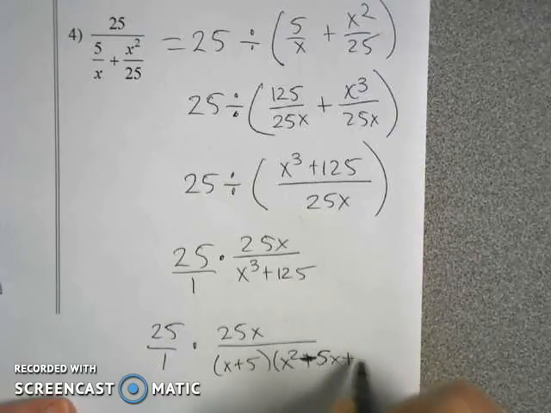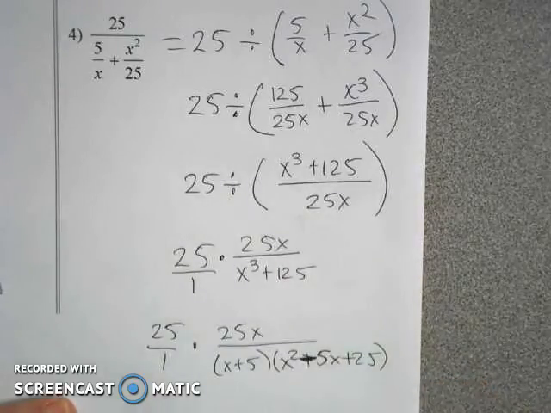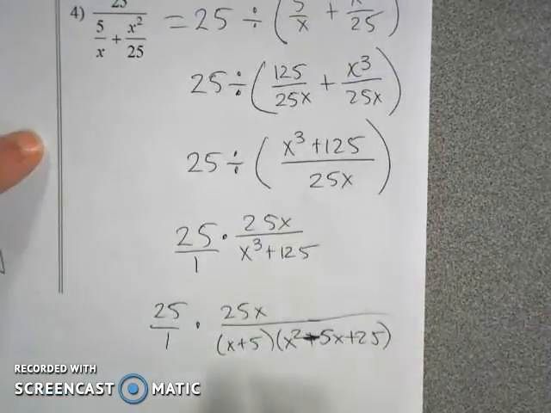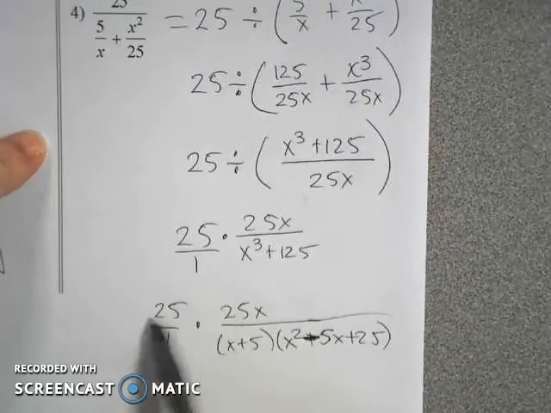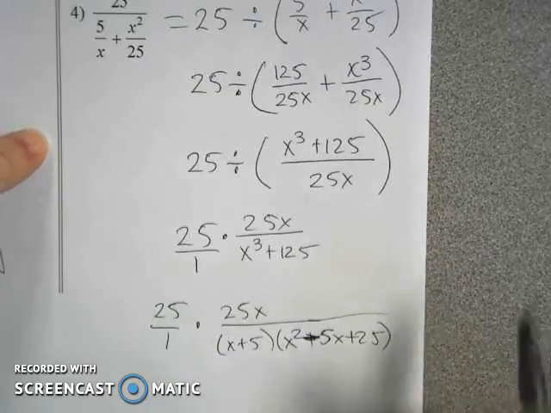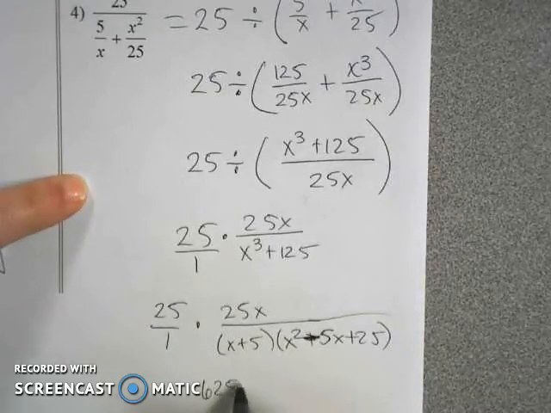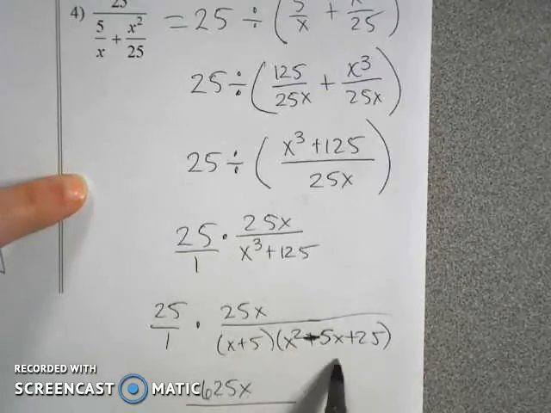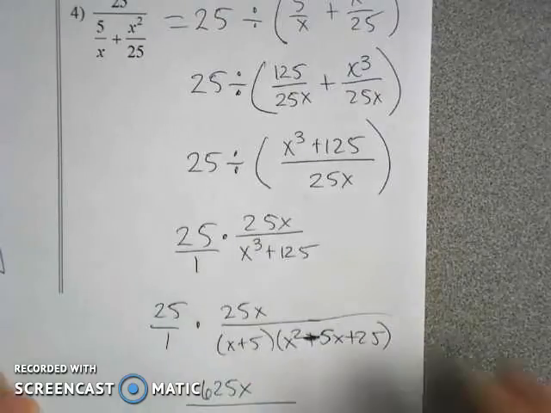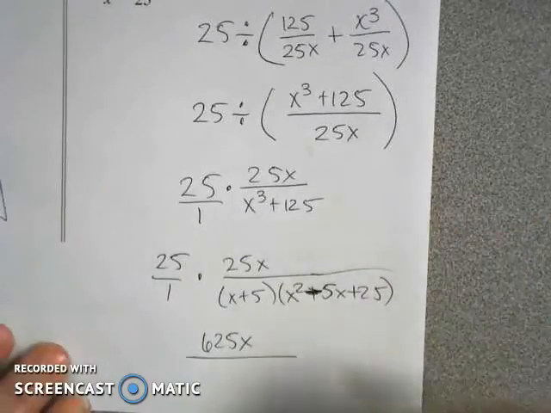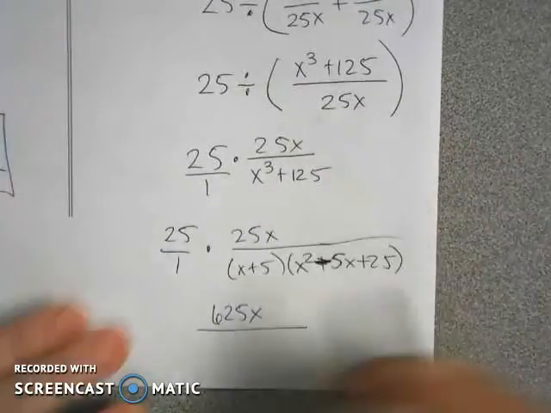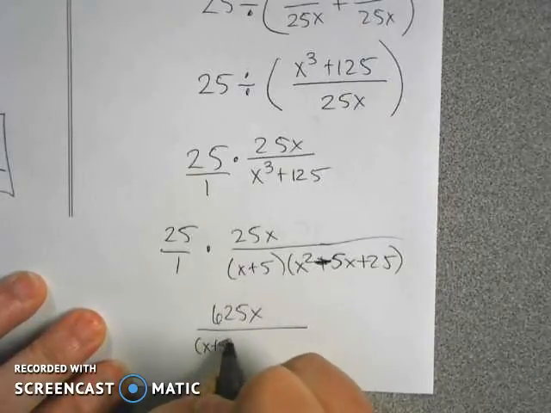There is nothing that will cross-cancel. So I'm going to go ahead and just multiply the numerators. So 25 times 25 is 625 times x. And you can either write this denominator in factored form or in its original multiplied form. I'm going to go ahead and write it in its factored form. It's okay to leave it that way.